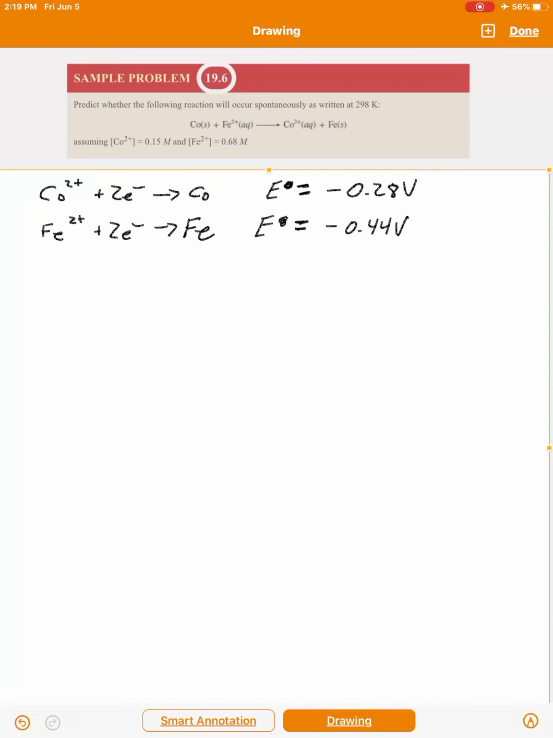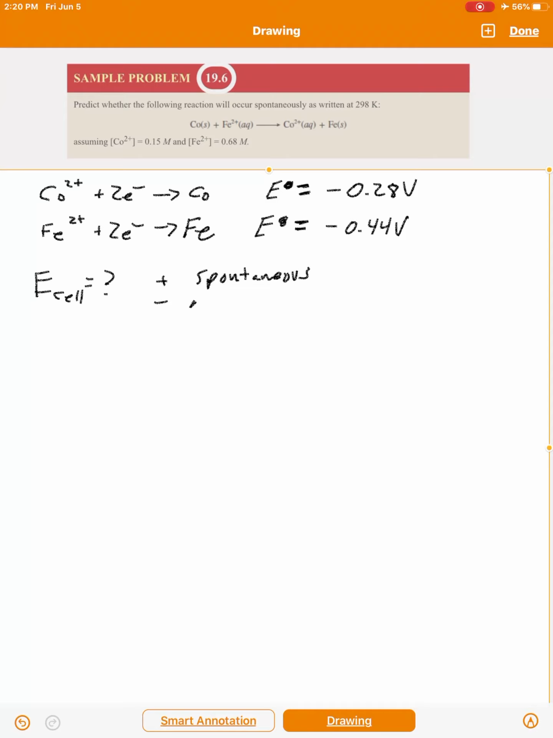Okay, sample problem 19.6. Predict whether the following reaction will occur spontaneously as written at 298 Kelvin. Cobalt solid plus iron 2 aqueous goes to cobalt 2 aqueous plus iron solid, assuming that the concentration of cobalt 2 is 0.15 molar and the concentration of Fe 2 plus is 0.68 molar. So spontaneous means the cell potential. If the cell potential is positive, then it's a spontaneous reaction.